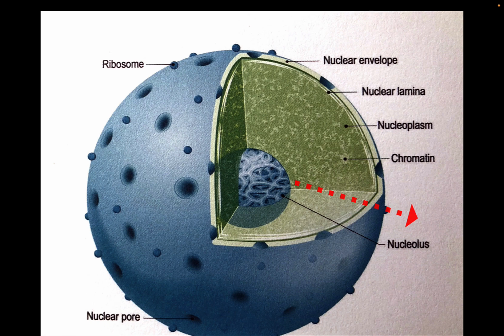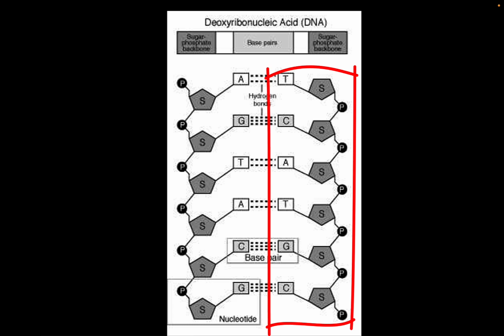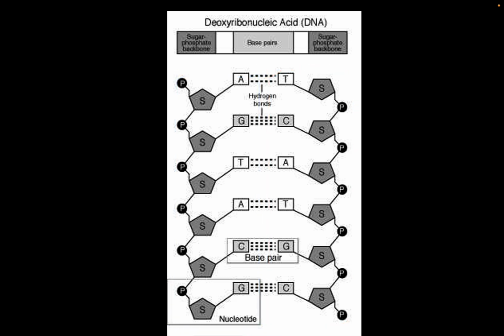The nucleus houses the ever-important but fragile deoxyribonucleic acid, or DNA. These are the instructions required for protein synthesis. You will recall that a molecule of DNA is a double strand of polymerized nucleotides. These nucleotides have one of 4 possible bases attached to the sugar and the phosphate backbone.